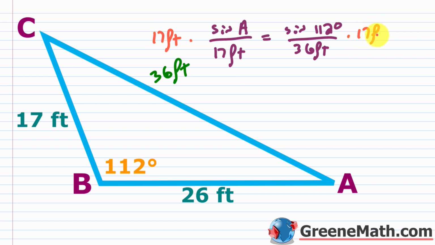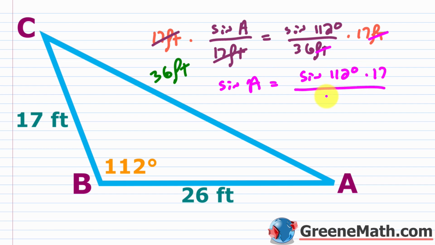So let's do that over here. And so this is going to cancel with this. And so my units over here are going to cancel away. And we're just going to key this into the calculator and get that the sine of A is equal to the sine of 112 degrees times 17 over 36.